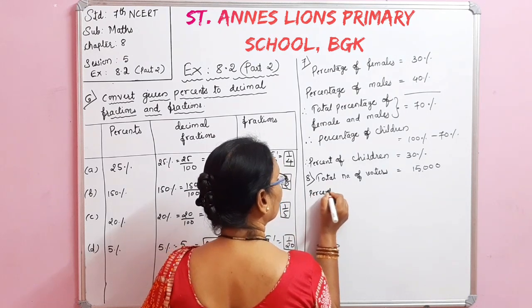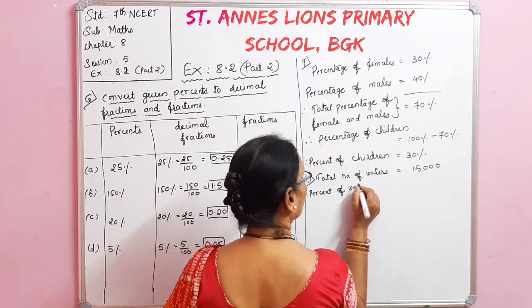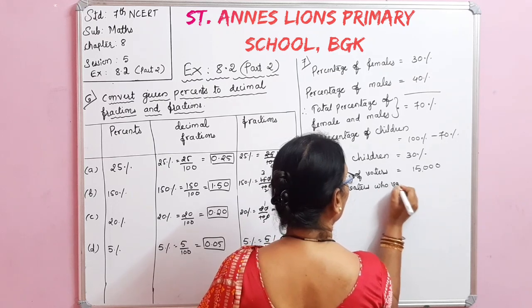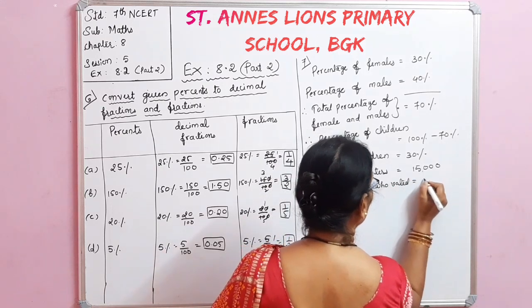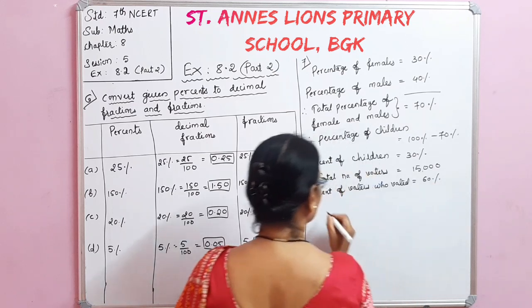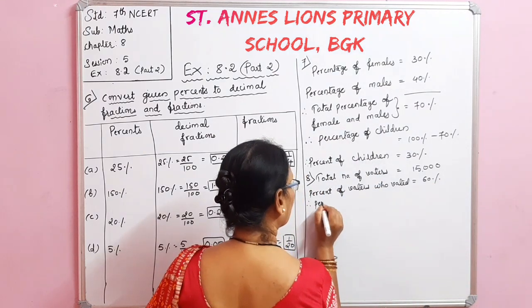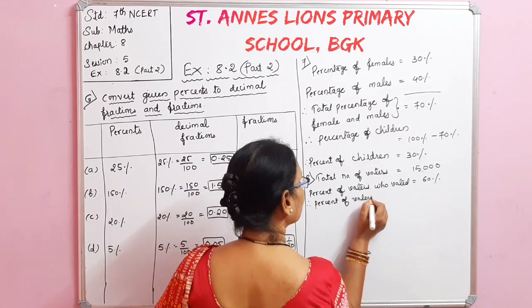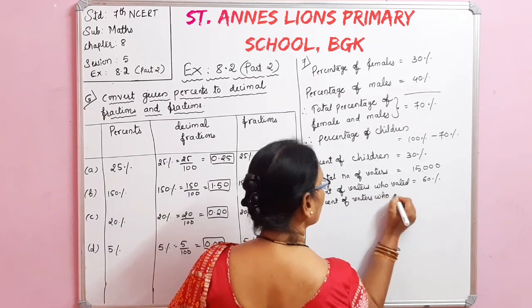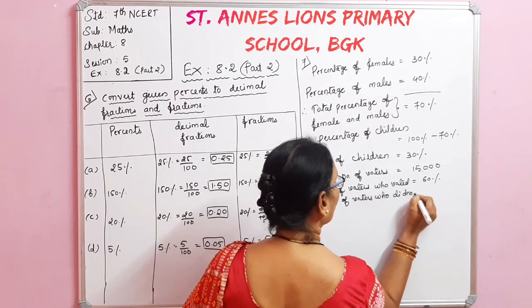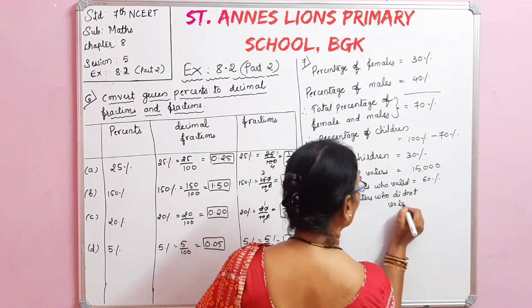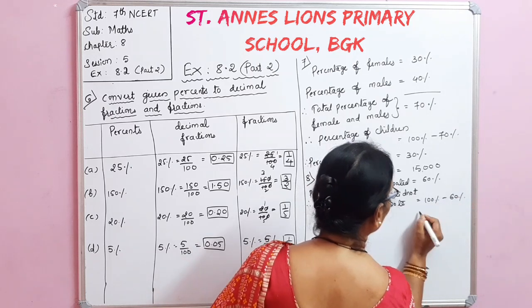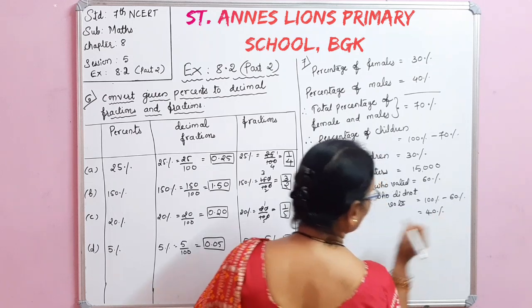Percent of voters who voted is equal to 60%. Therefore, percent of voters who did not vote is equal to 100% minus 60%, which is equal to 40%.